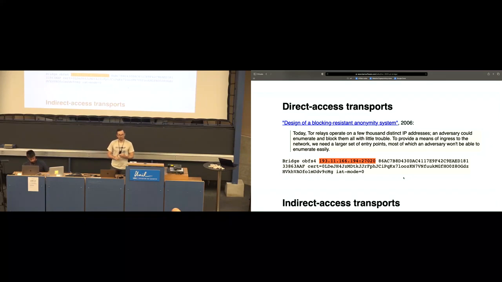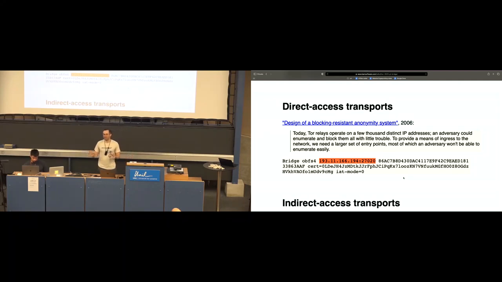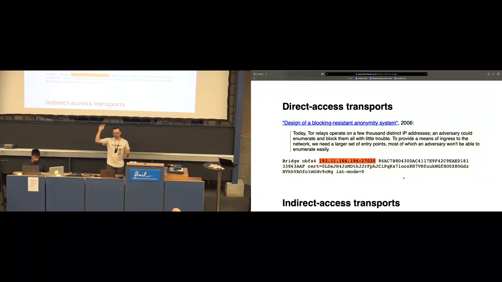It means, one, that the addresses of those bridges need to be secret. The blocking resistance of the whole scheme rests on the secrecy of those bridge addresses. So the part that I've highlighted here, when you get a bridge line from bridges.torproject.org or whatever, it looks like this. There's an IP address and a port in there. This one is already well known, don't worry.